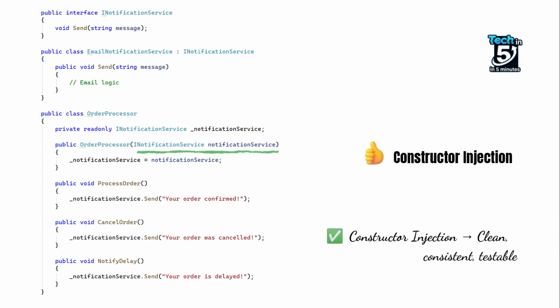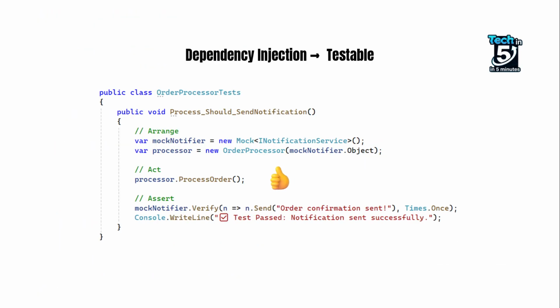Constructor injection solves the repetition problem. We inject the dependency once during construction. All methods can reuse it cleanly. Now the dependency is injected once and reused by all methods. We had used this in our DIP example earlier too. In tests, we can inject a mock. In production, an IoC container wires everything automatically.